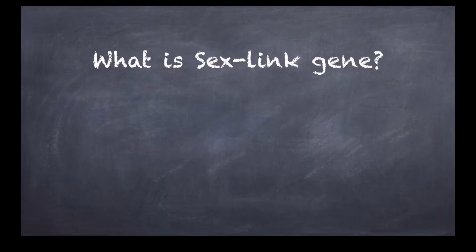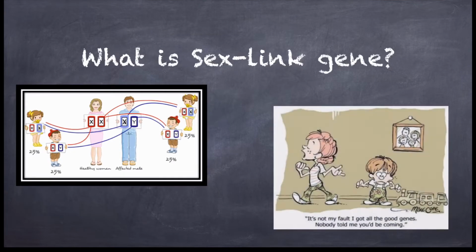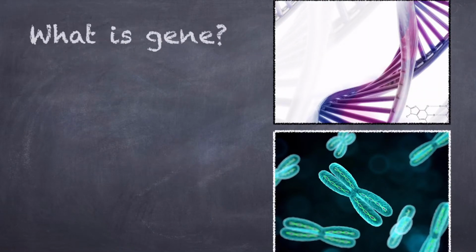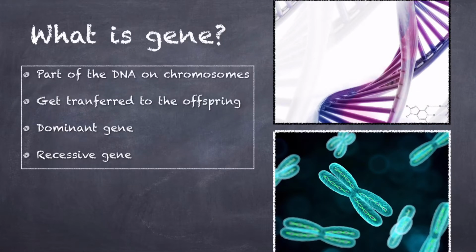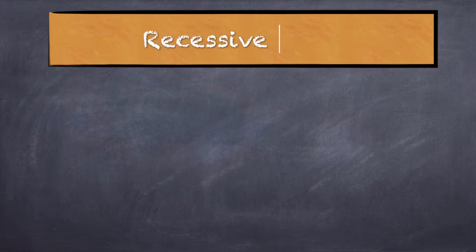Really, if you want to understand what the sex-linked gene is, you have to first understand the last word, which is gene. So what is the gene? Gene is the part of the DNA on the chromosome which can be transferred to the offspring. There are two types of gene: the first one is the dominant gene and the second one is the recessive gene. Recessive gene will not be physically visible when they are in pair with the dominant genes.